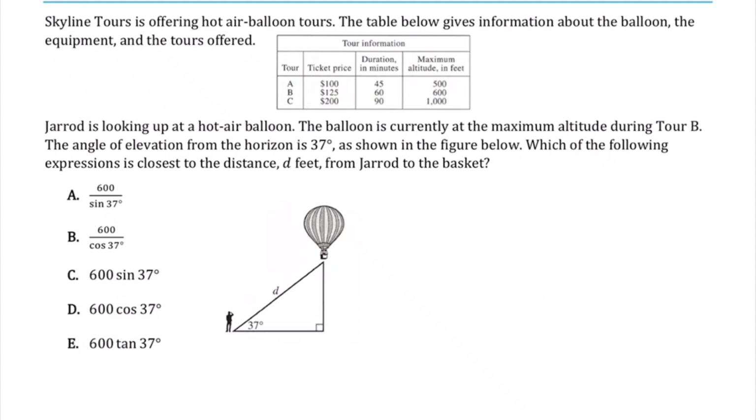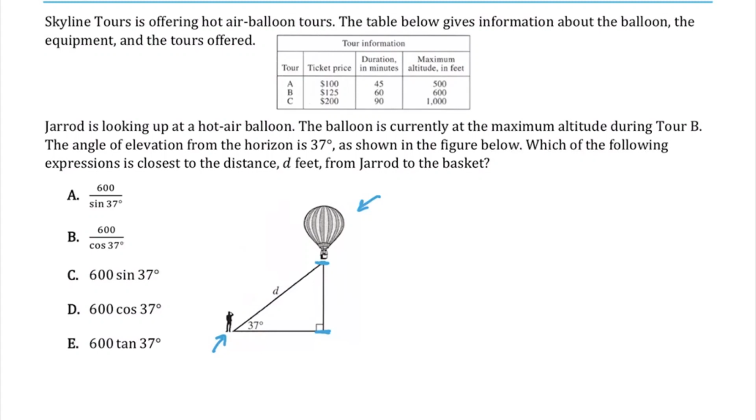Jared is looking up at the hot air balloon. So here's Jared right here looking up. Here's the balloon. The balloon is currently at the maximum altitude during Tour B. Okay, so I'm going to pause for a second. The altitude is going to be how high up the balloon is, so kind of the distance between the ground and the height of the balloon.